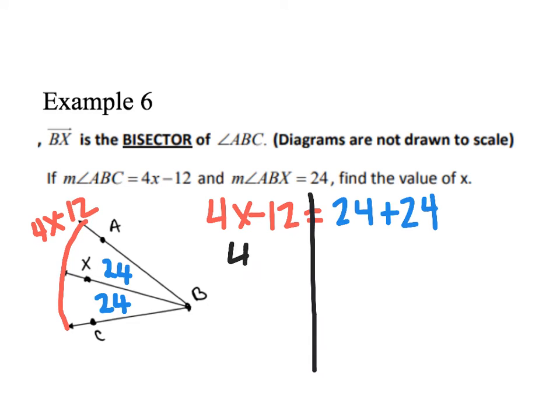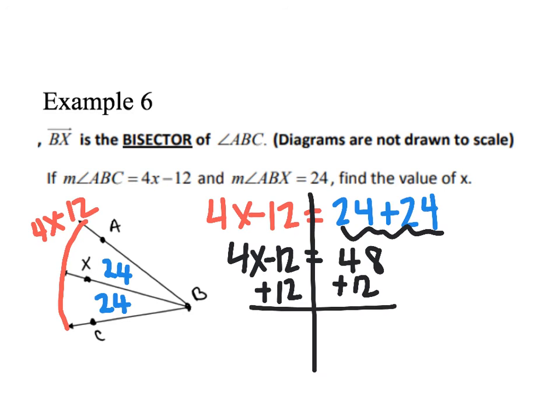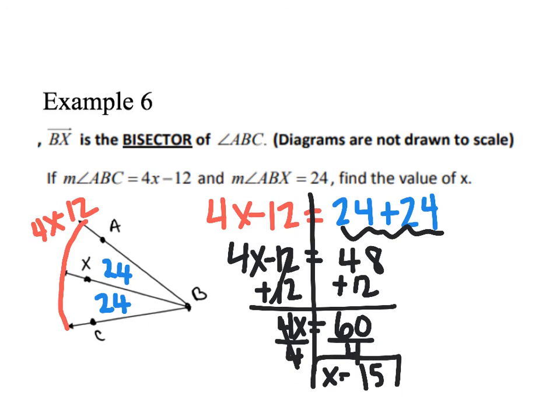So we'll have 4x minus 12 equals, these are like terms, so that'll be 48. Add 12 to both sides. 4x will be 60. And then divide by 4. X will be 15. Okay, and that was it. That's all they asked us for, was to find x. So x is 15 and we're done. Again, an angle bisector cuts an angle into two equal pieces.